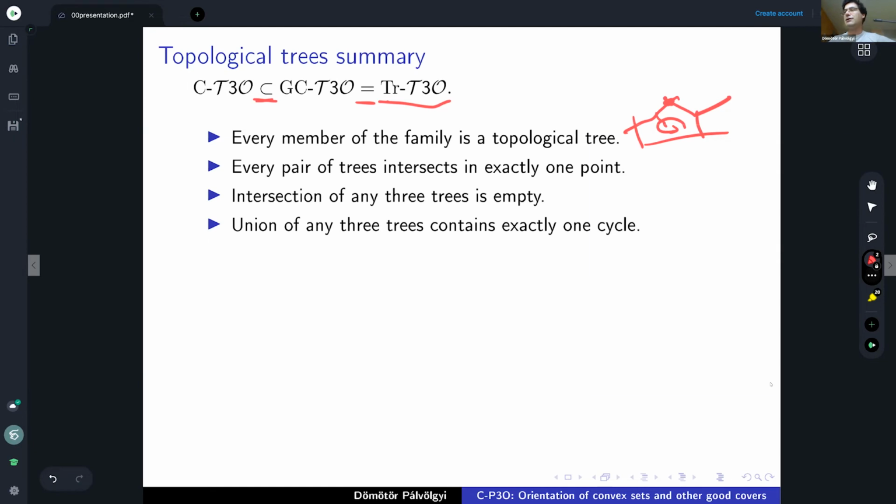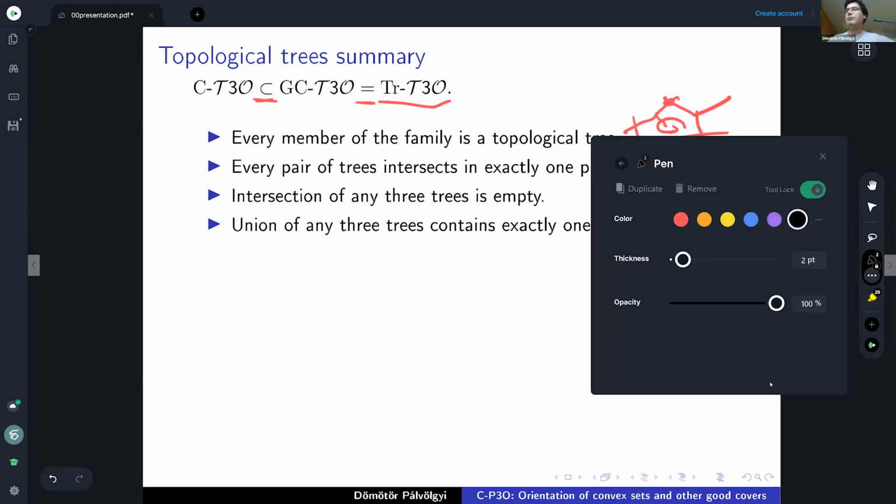I can't change the color. I'm too silly. Oh, no, I can't. Just the app is very slow. Okay.